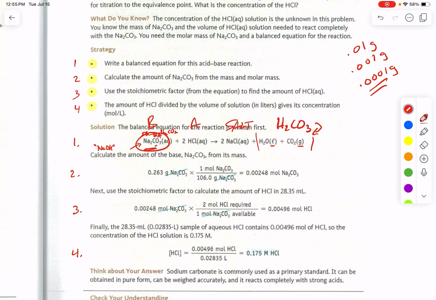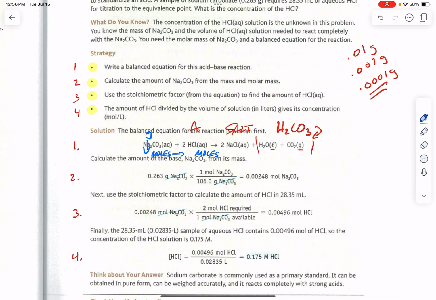So the second thing we're going to do after writing our balanced equation is we're going to go from grams of sodium carbonate to moles of sodium carbonate. Then we're going to go from moles to moles of acid. And that's the stoichiometric part.